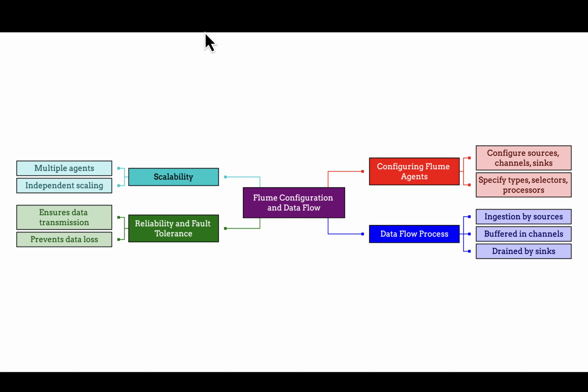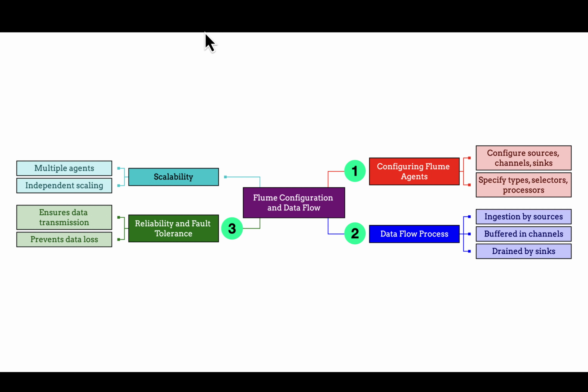Flume configuration and data flow. 1. Configuring Flume agents. Setting up a Flume agent involves configuring sources, channels, and sinks, and linking them together in a configuration file. This includes specifying types, channel selectors, and sink processors. 2. Data flow process. Data flows through Flume in a series of steps. It's ingested by sources, buffered in channels, and eventually drained out by sinks.